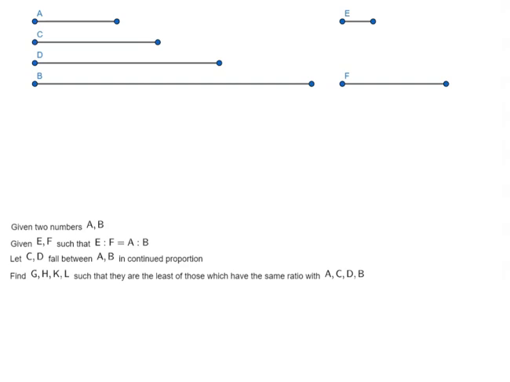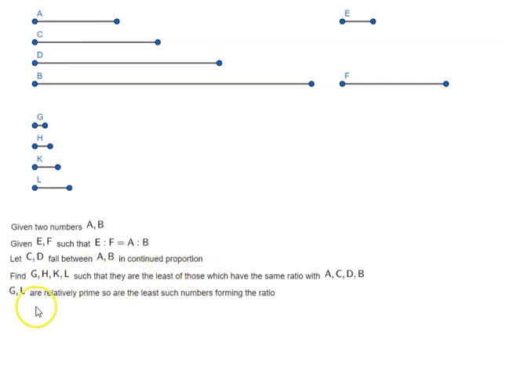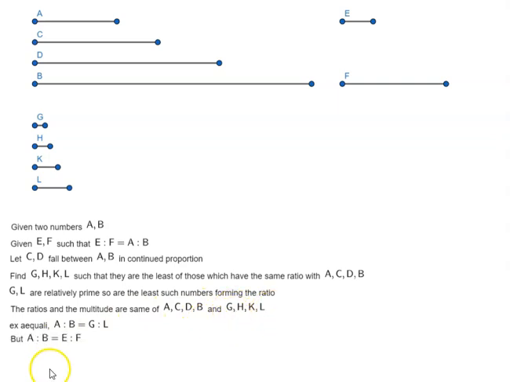So let's find G, H, K, L. G and L are relatively prime because these are the least numbers. So G and L are relatively prime, so they are the least such numbers forming the ratio. The ratios and the multitudes are the same for A, C, D, B and G, H, K, L. So we can say A is to B is equal to G is to L. But remember, we are also given that A is to B equals E is to F. So we can say G is to L is equal to E is to F.